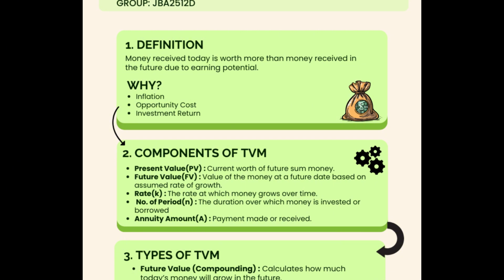Next, we have number of periods, or N, the duration over which money is invested or borrowed. And lastly, we have annuity amount, represented by A, the payment made or received. You can see these components mostly in the formulas to calculate FV or PV.